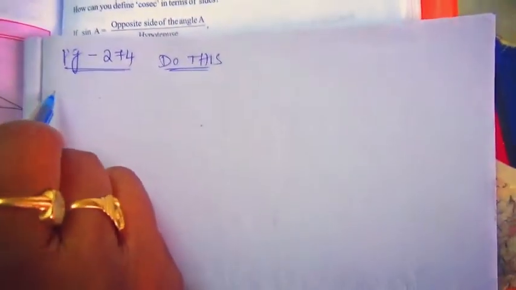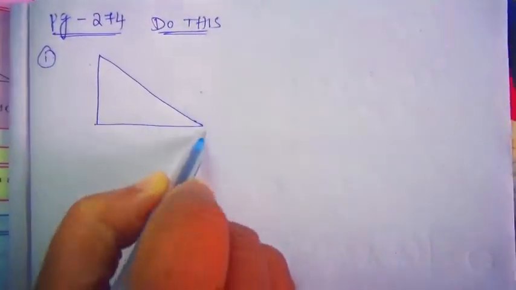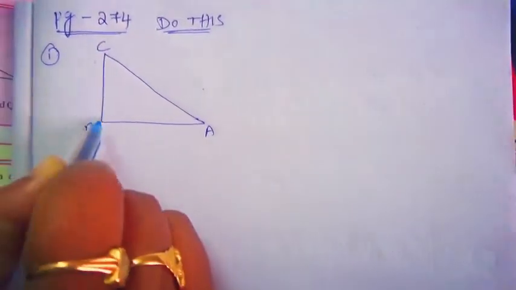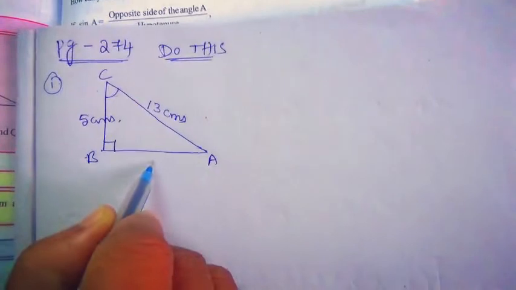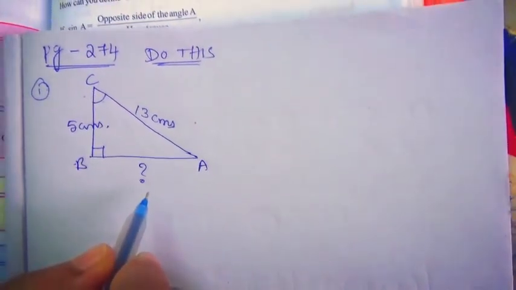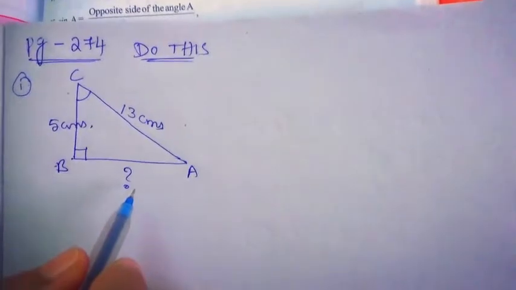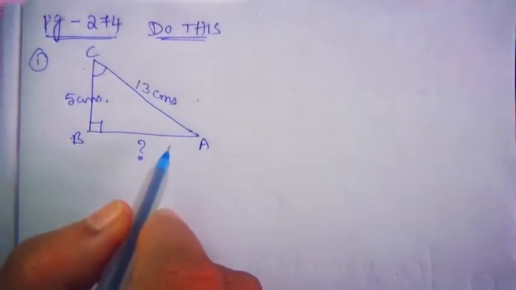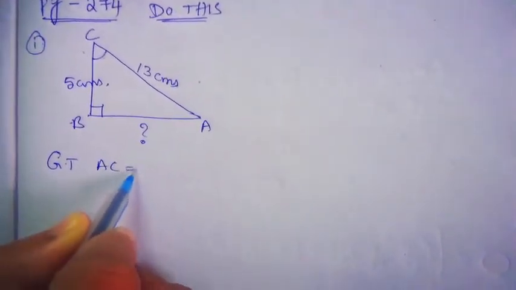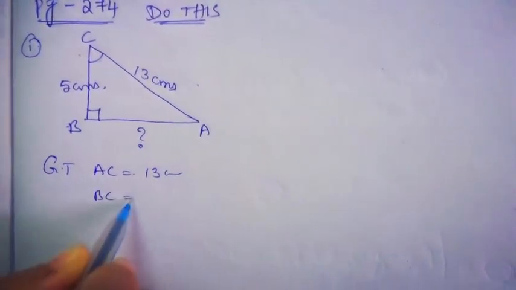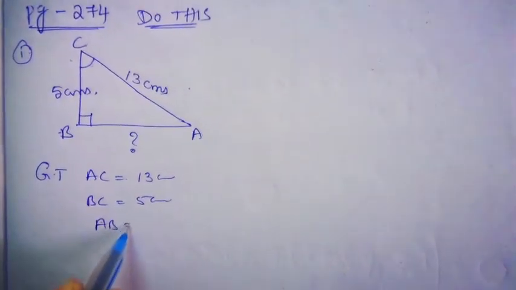Okay, so here in the first sum we have one triangle, that is ABC, right angle is at B, and we have angle C, 13 centimeters, that is hypotenuse, and 5 centimeters BC. Okay, so we have to find out this side first, then only we will write the values of sine C, cos C and tan C. So to find this, here given that AC is equal to 13 centimeters, BC is equal to 5 centimeters, AB we have to find out.